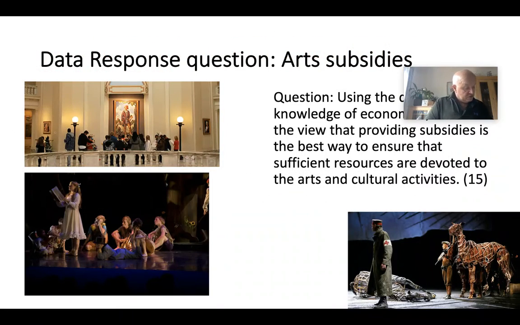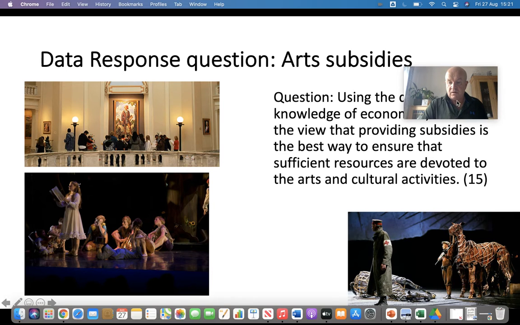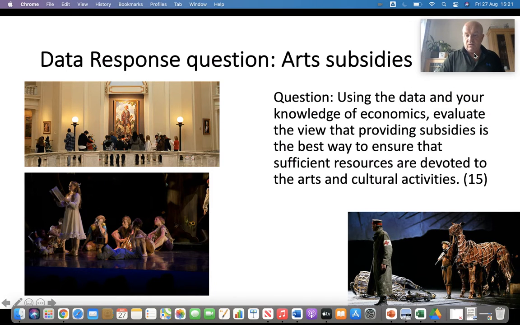So next question to consider then. Okay, so that was the bus services question. The next question I'd like you to consider is the arts subsidies question. In this instance, there's another 15 marker: using the data and your knowledge of economics, evaluate the view that providing subsidies is the best way to ensure that sufficient resources are devoted to the arts and cultural activities.